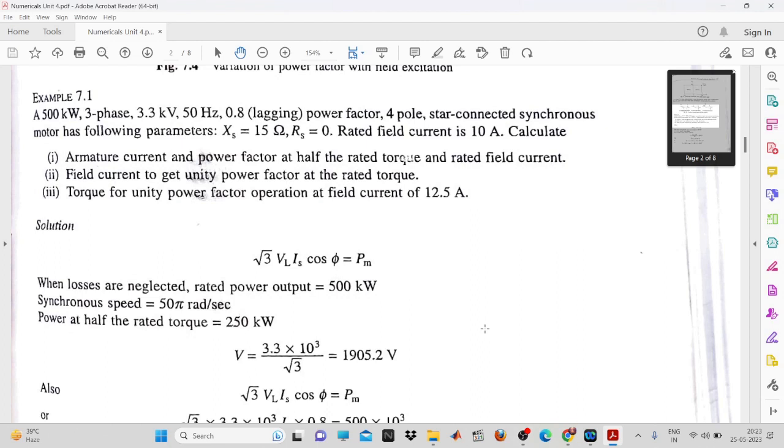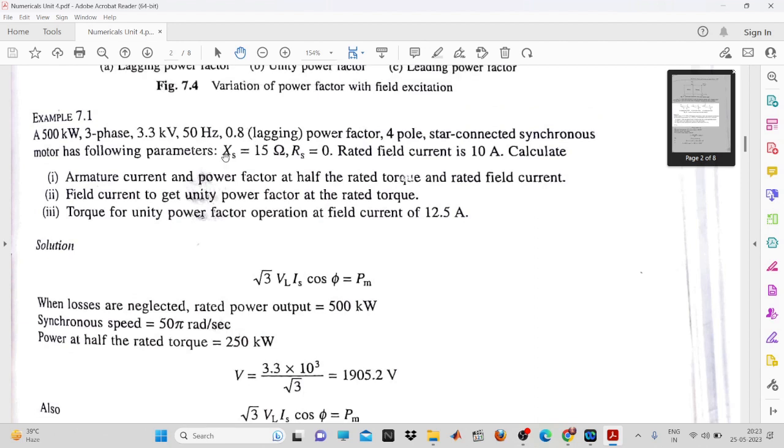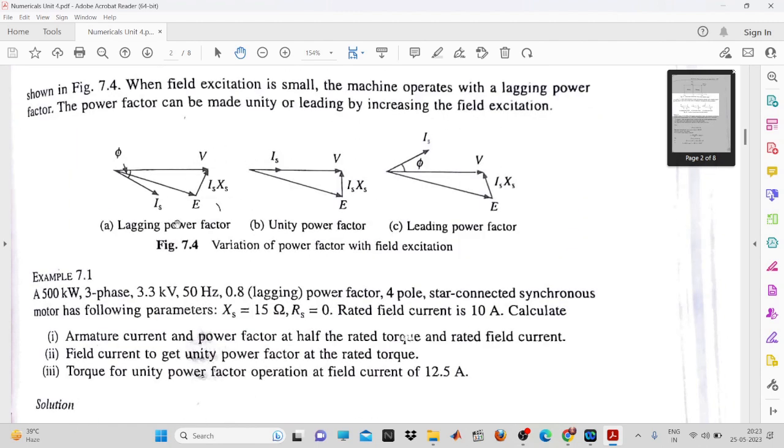Okay, so now we'll be taking the numerical. In this numerical, the synchronous motor is 500 kilowatt, three phase, 3.3 kilovolt. The voltage given is the line voltage, and this synchronous motor is operating at a lagging power factor. So when I say lagging power factor, it means that the field excitation is small. Just now we have seen here.